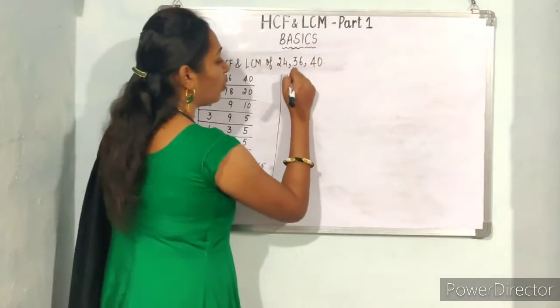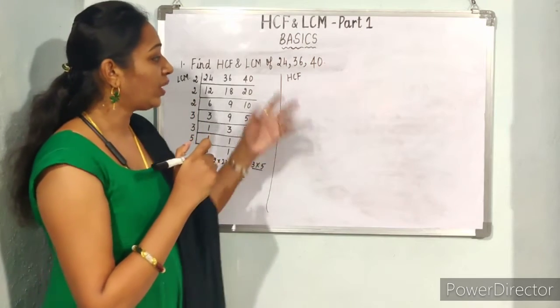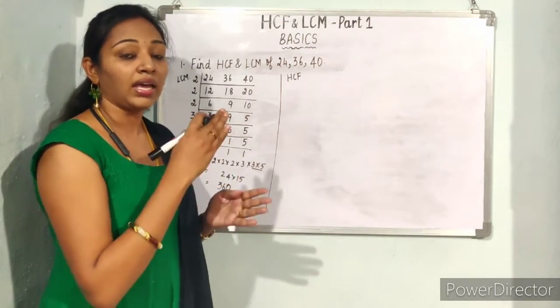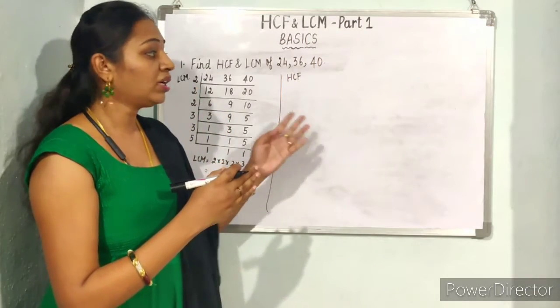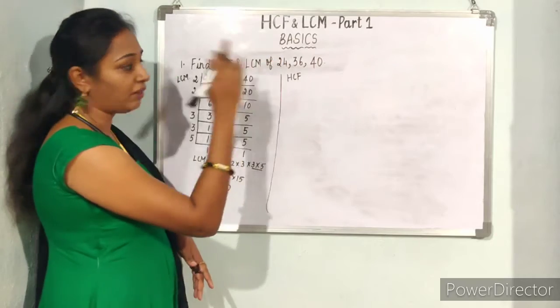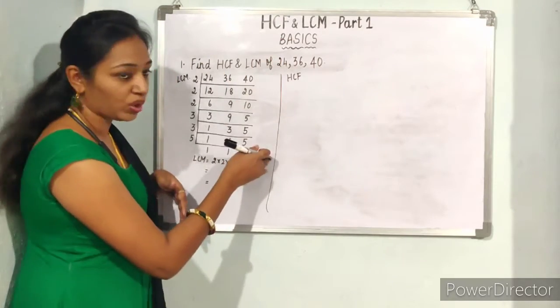Next we'll go to HCF. For HCF, we have two methods, and when you're supposed to find the HCF of larger numbers, I prefer doing it by the division method. So let's first find the HCF using the prime factorization method. I'll show you here itself.